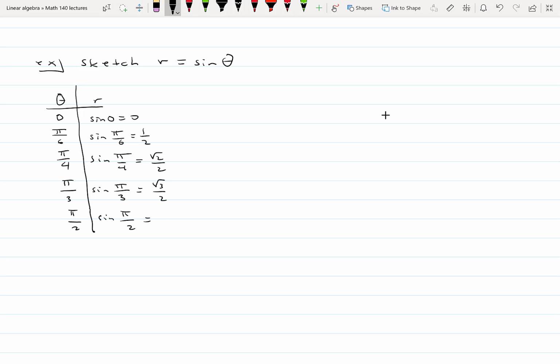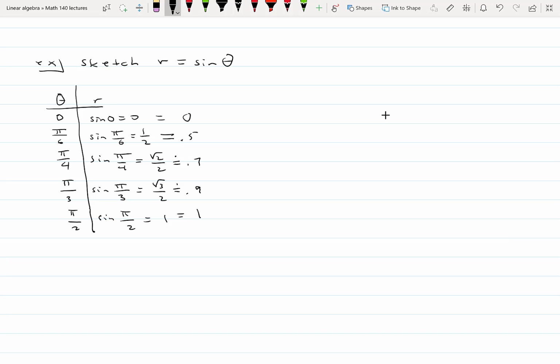Old values for us. Now, we have to plot these numbers as points. So I'm going to round each of these numbers to 1 decimal place. Well, 1/2 is exactly 0.5. Radical 2 over 2 is approximately 0.7. Radical 3 over 2 is approximately 0.9, and 1 is 1. And 0 is 0. Okay, so as theta goes through the first quadrant, the r values go from 0 to 1. Let's plot these points.